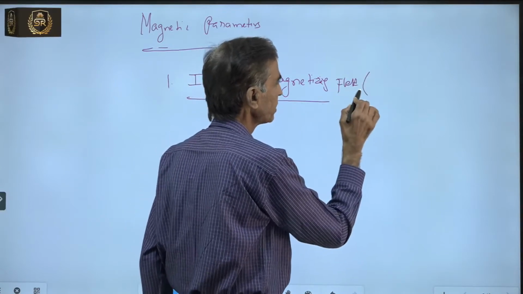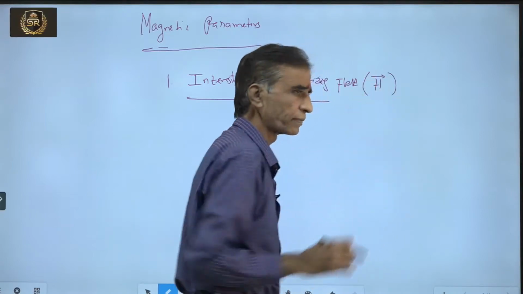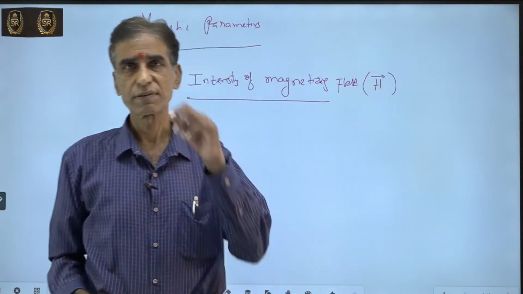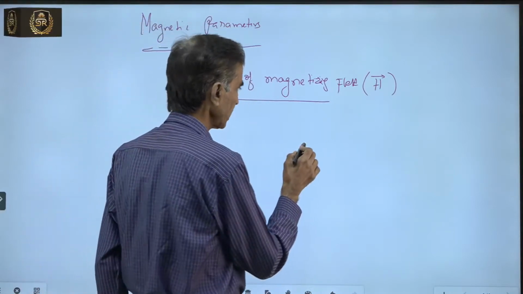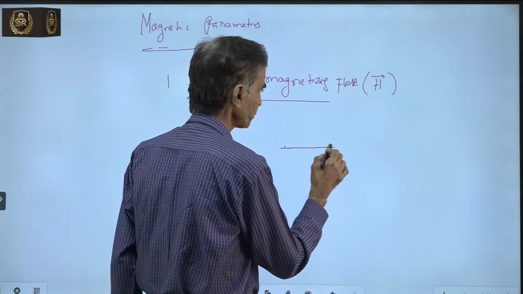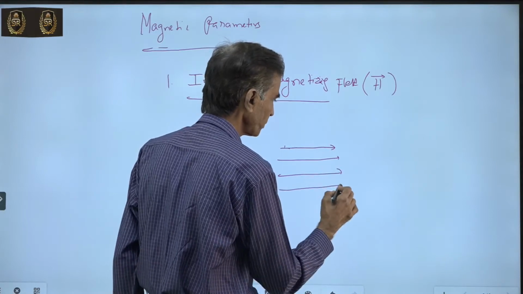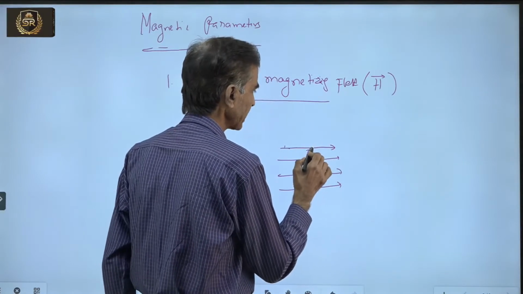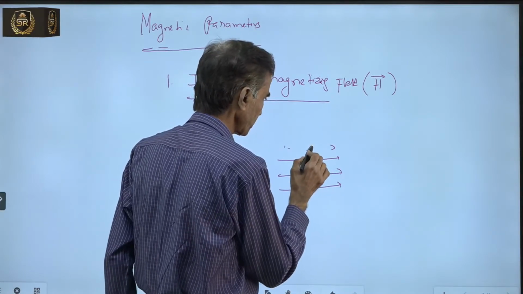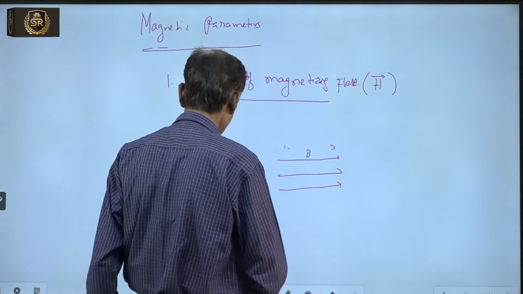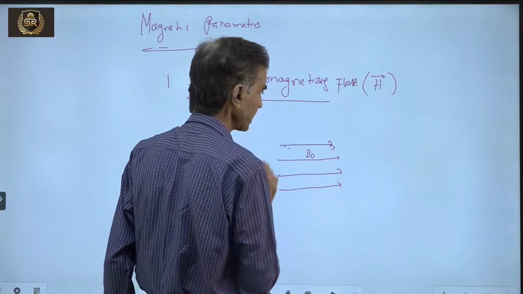It is a vector quantity and denoted by capital H vector: the intensity of magnetizing field. For example, there is a magnetic field in vacuum. Say I am taking a uniform magnetic field, and the magnetic induction is B naught.